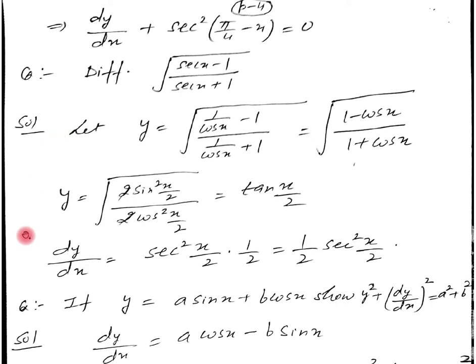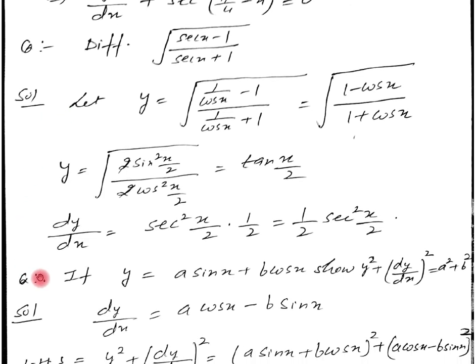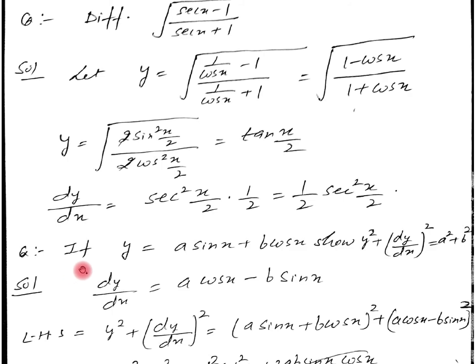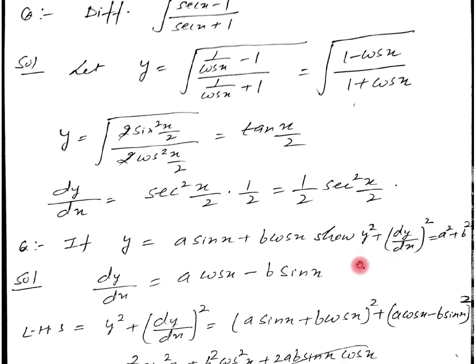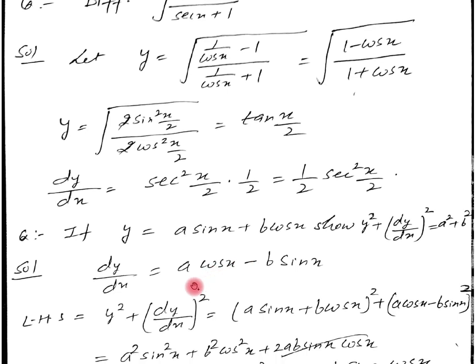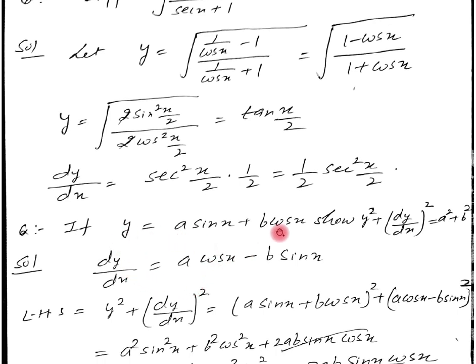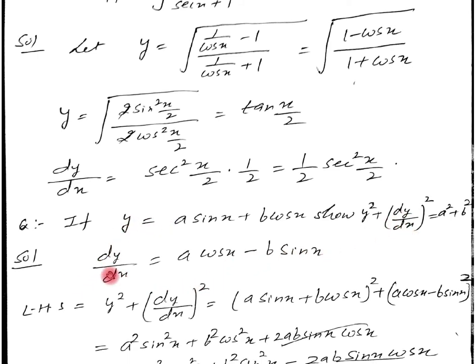Now here let us see another question. If y equal to a sin x plus b cos x, then show that this expression holds. So let us see how to do the question. The question is very simple. Now y equal to this and we have to prove it. Therefore first we have to find dy by dx. So simply dy by dx is what?